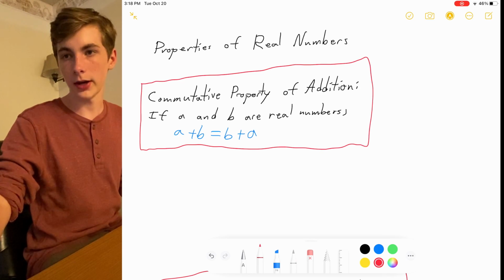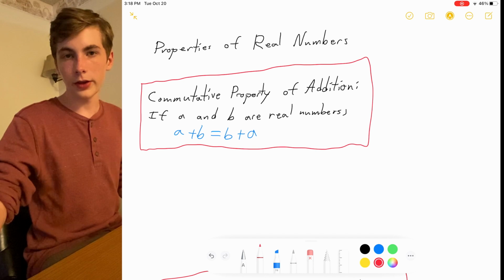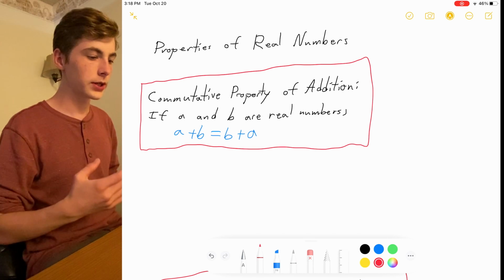So in this video, we're going to be talking about properties of real numbers. This is the last section in chapter 1, and it's really finishing off all this intro stuff, right? I'm just jumping right in. We're going to start with the commutative property.